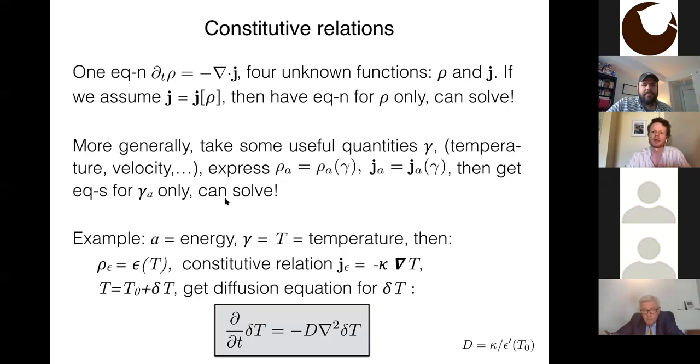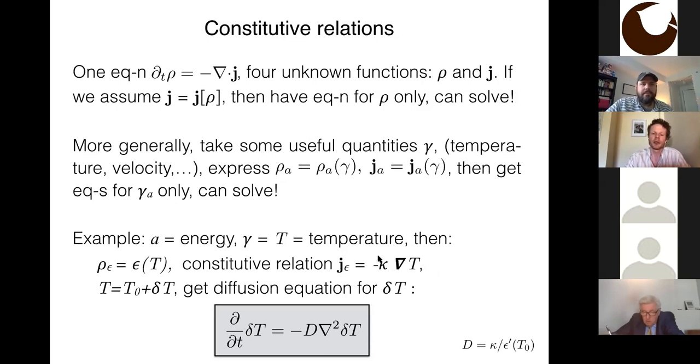So just to give you an example of how this works in practice, let me take my conserved quantity to be energy, my useful quantity to be temperature. So when I write my density as a function of my useful quantity, this means I write my energy density as a function of temperature. So we know what this is from the equation of state. And then we also need to express the flux, which is a vector, the energy flux, in terms of temperature.